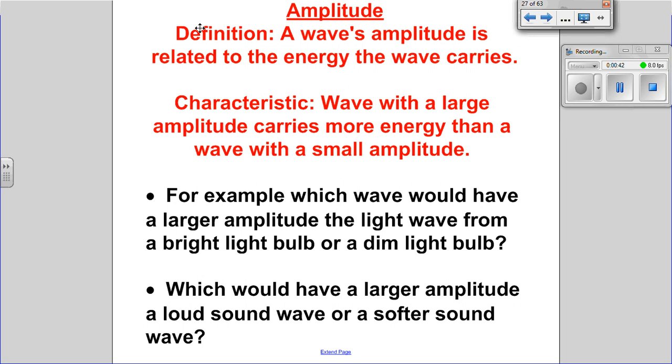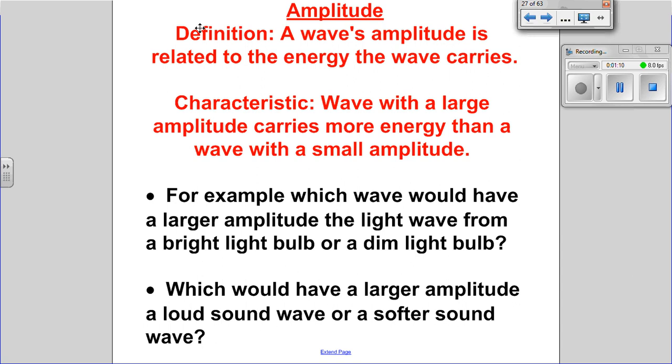We have already established in our previous lesson that waves carry energy. When we're talking about amplitude, the amplitude tells us, well, how much energy is this wave actually carrying? A wave with a large amplitude is going to carry more energy than a wave with a small amplitude. Think about these questions below. Which wave do you think would have a larger amplitude? A light wave from a bright light bulb or from a dim light bulb?